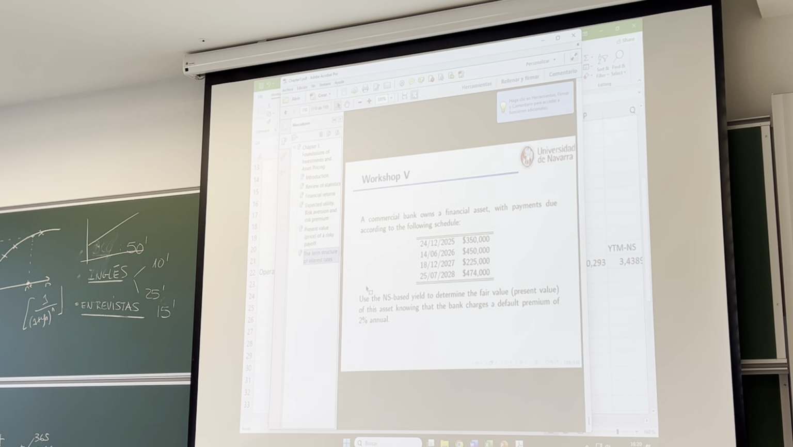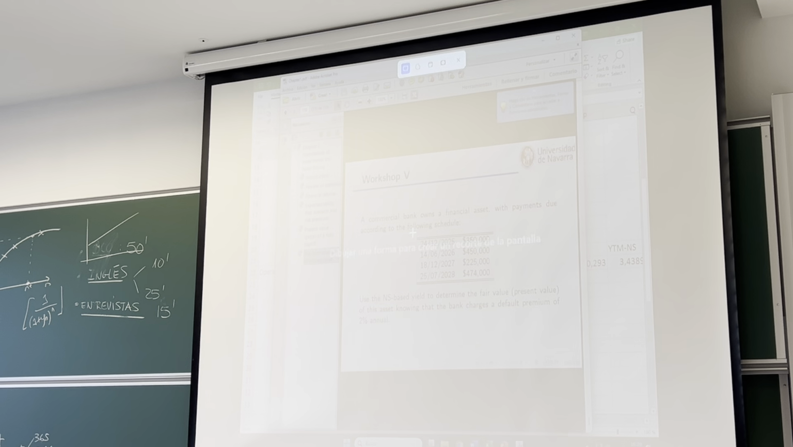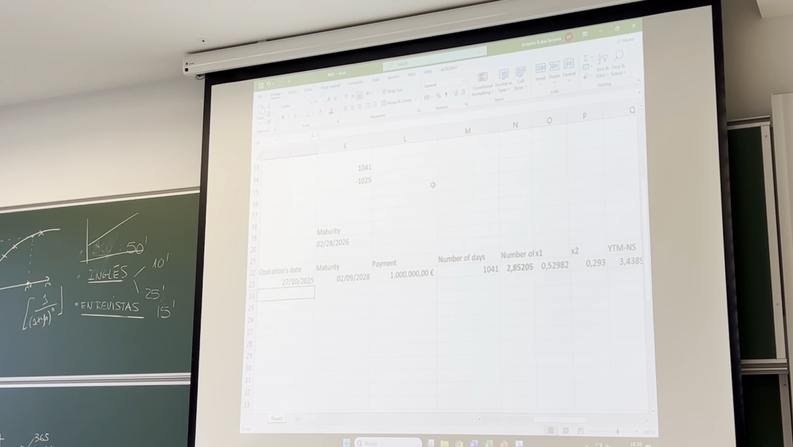117. Let's solve the problem. Okay, so I'm going to recycle this structure. Operation day. I need 4 levels. So 27, 27.